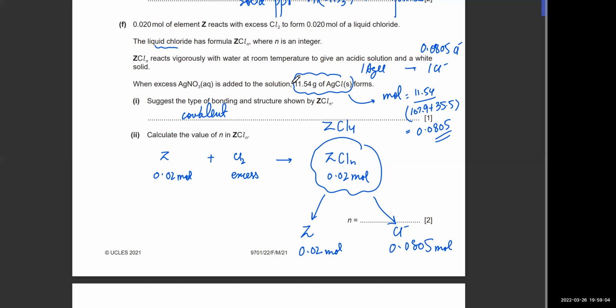Is the idea clear? He added silver nitrate to form the precipitate, we figured out the moles of the precipitate, and from that the moles of Cl ions. Where were all the Cl ions coming from in the solution? They were coming from this when it was mixed. It was 0.02 moles, and it produces 0.0805 moles of Cl ions. So that's 1:4. One molecule produces 4 Cl ions. It can only produce 4 Cl ions if it has 4 Cl ions, so one molecule has 4 Cl ions. Is this clear to everyone? Yes or no?